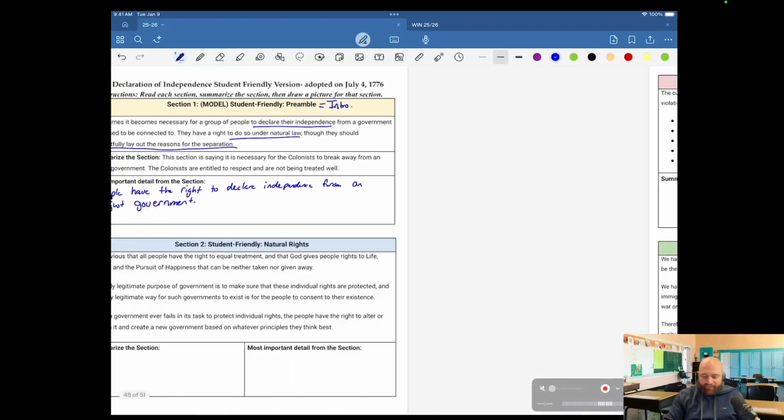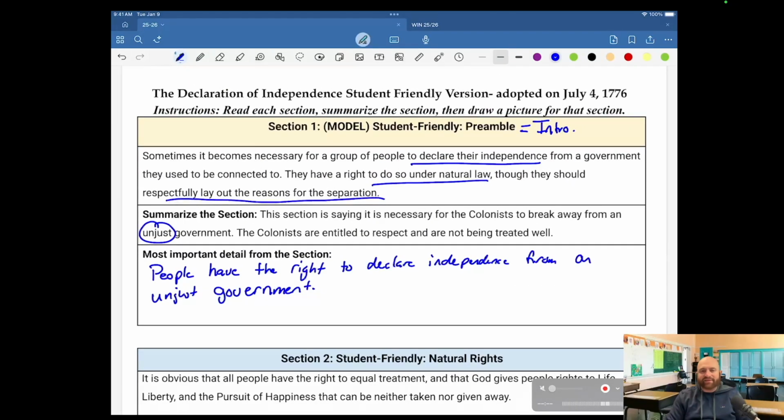We went through, and basically what we did is we read the section, we then summarized it, and then we wrote down the most important detail. For our exit slip that day, we wrote a PEEL or ERASE paragraph explaining which section was the most important. We gave a piece of text evidence, and then we explained why.